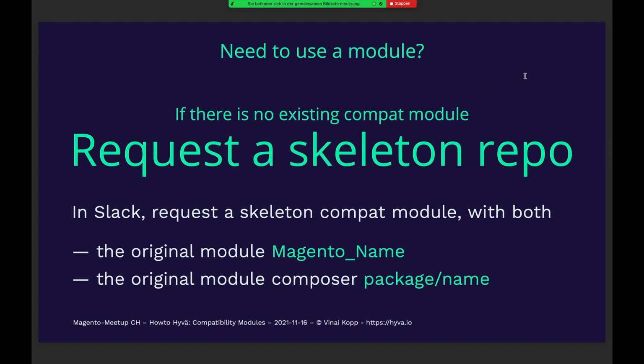Okay, so we can generate these skeleton repositories, and what we need to do that is the original module name, the Magento module name, and the composer package name of the original module. So then we run the little script, and then you get a new little compatibility module repository. And usually when somebody requests that, then I, or somebody else from the Hyvä team, assign this person as maintainer. So you can work straight in that repository. You don't have to fork or anything. Just go ahead and clone it and start writing your compatibility module.